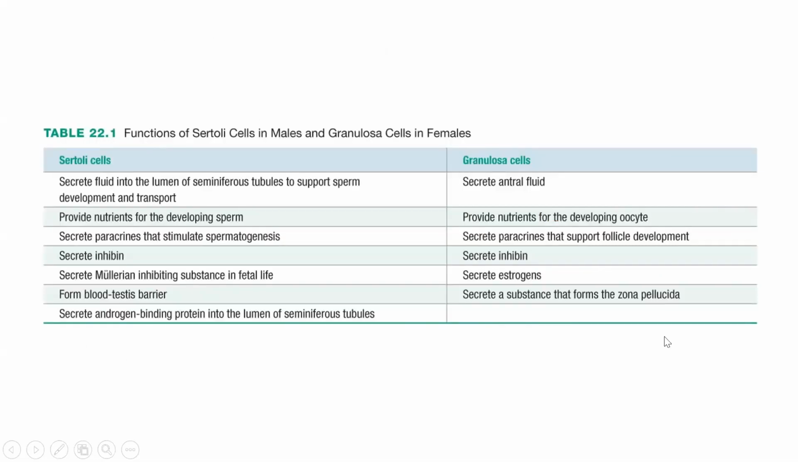So here's a nice table that compares the Sertoli cells to the granulosa cells. As I mentioned before, they have the same series of functions, right? They secrete inhibin, and they secrete other important substances: androgen binding protein in the case of Sertoli cells, and estrogen in the case of the granulosa cell, that are important in developing the gamete to its fully developed stage.